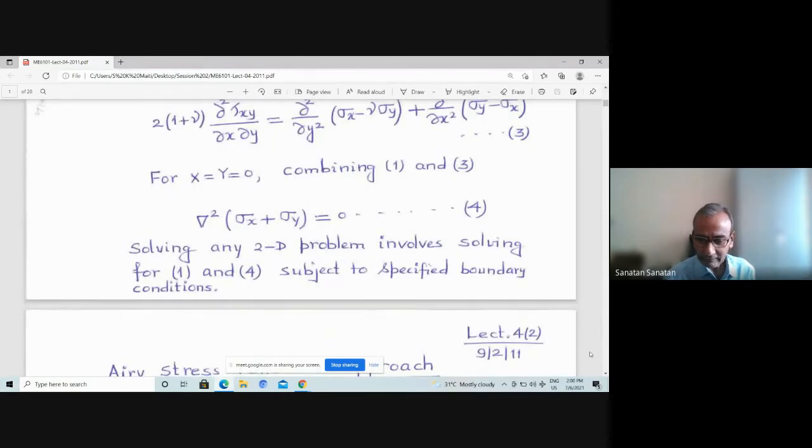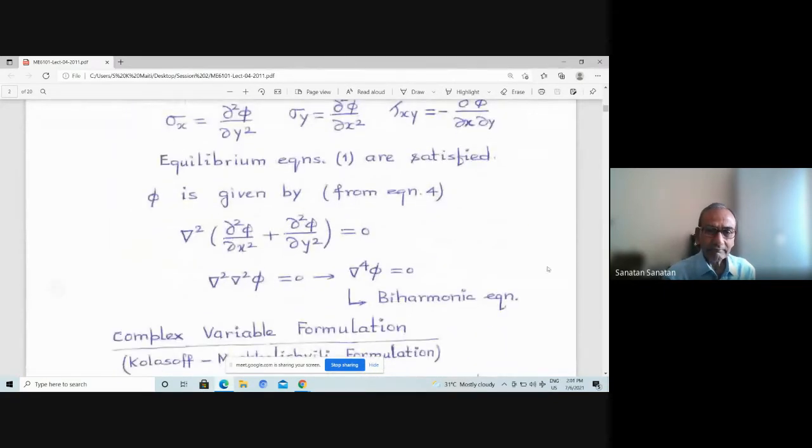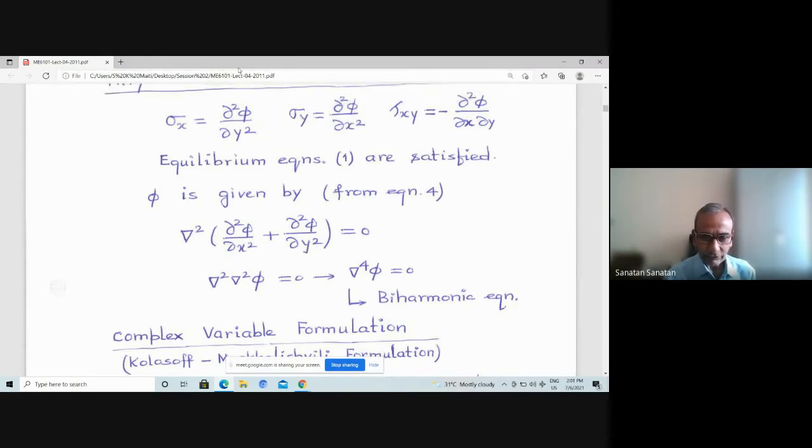And the other thing that is there is this: if you write the value of sigma x, sigma y, it becomes like this, grad 2 phi equal to 0. So grad 2 phi is the biharmonic equation, and in this case it becomes the biharmonic equation, grad 4 phi equal to 0. That phi function, which is just a function of x and y, must satisfy that.